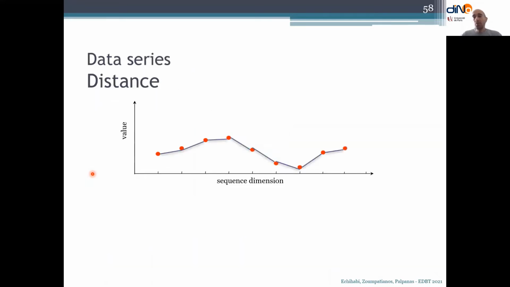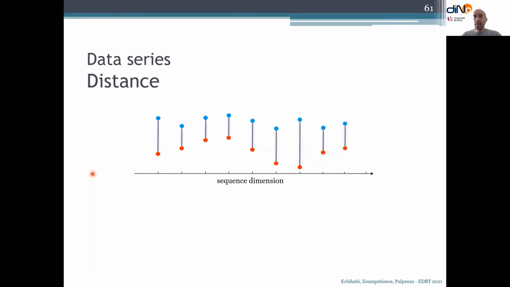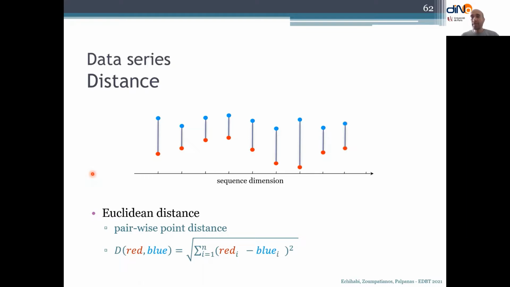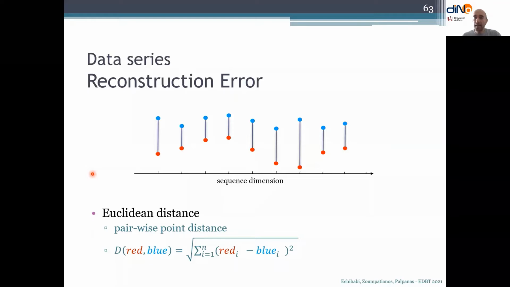Now, when we want to compute the distance between two data series, for example, the red and the blue, one simple way of defining this is by considering all the pairwise distances, for example, the Euclidean distance between all these points. This is also the reconstruction error if we assume that, for example, the blue series is the original series, and the red series is the reconstruction of the original based on some summarization.